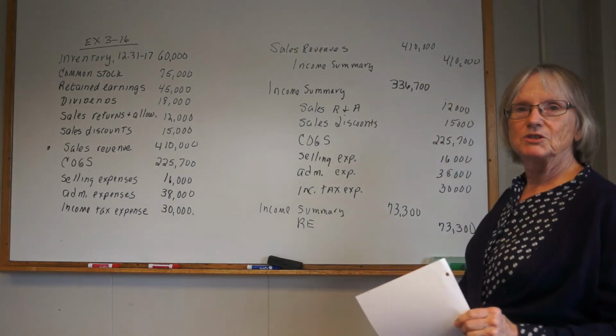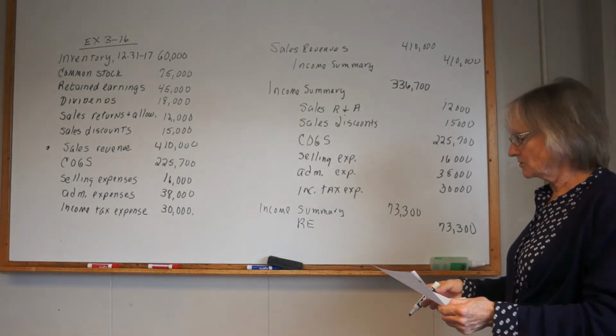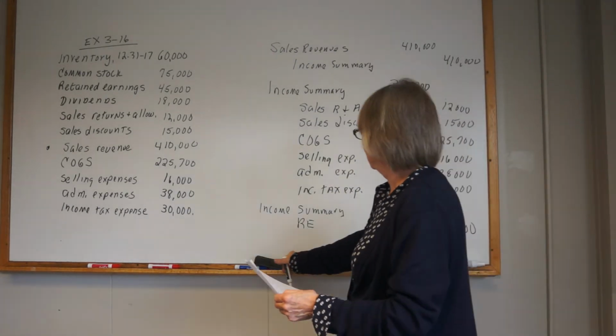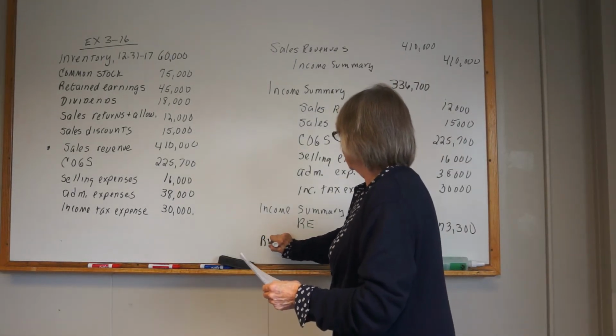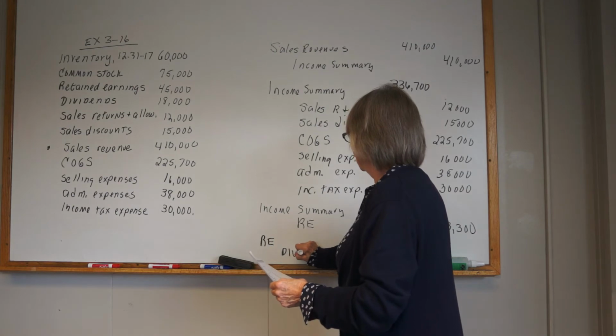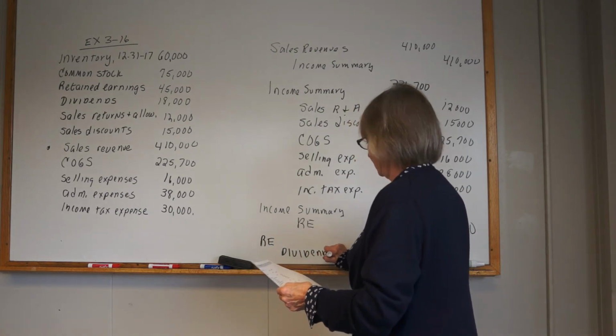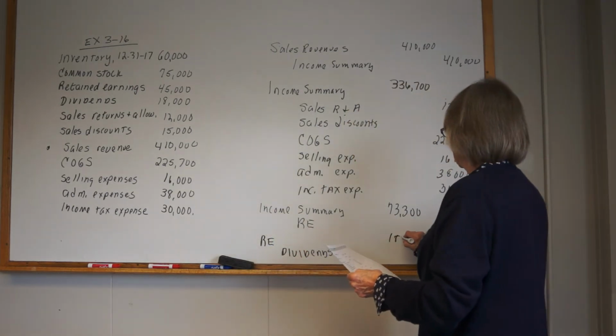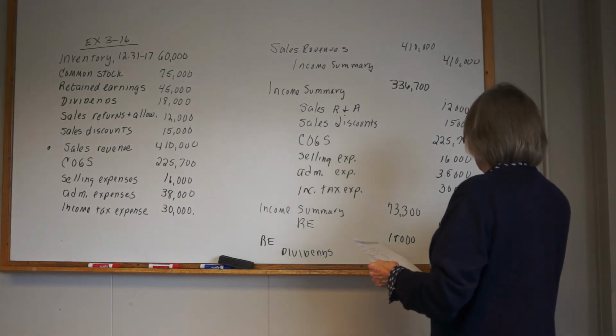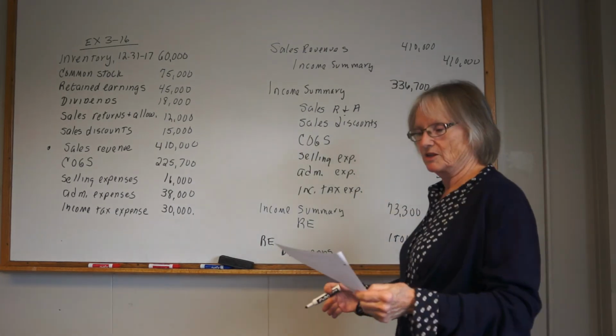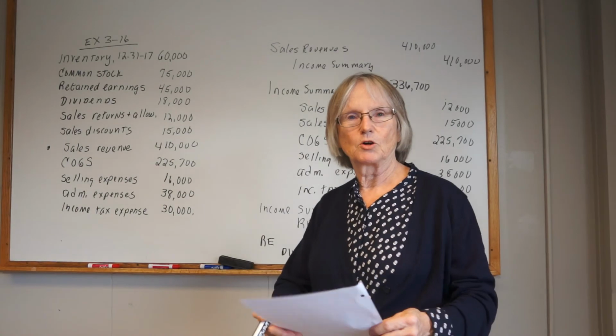And if you do out the T accounts or ledger accounts on it, that may help it make more sense to you. And then we close our dividends directly to retained earnings. Okay? And that would be for the 18,000. So that's your basic closing process, and hopefully that was helpful.